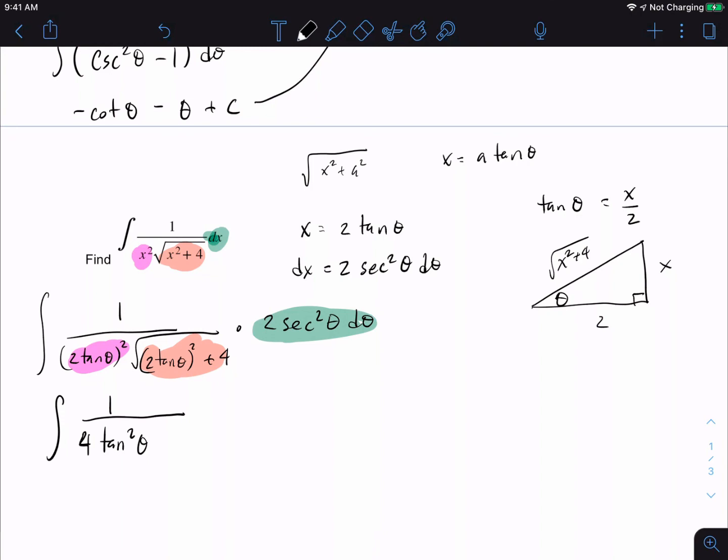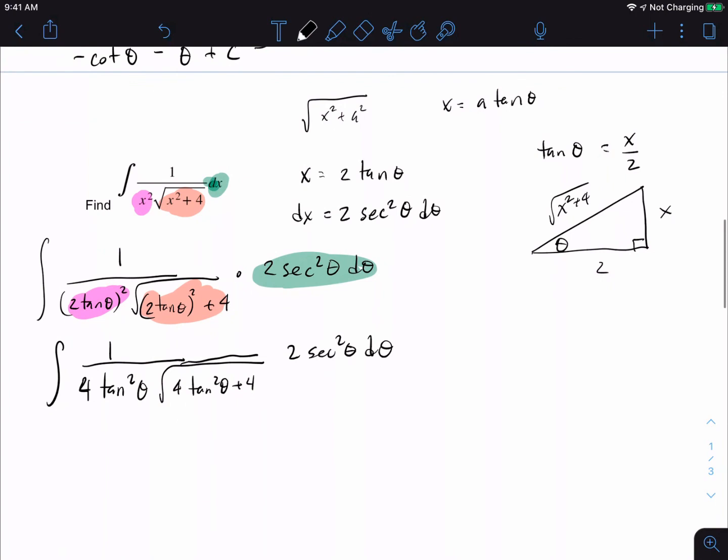In the root, well, I'll show it. I was going to be lazy, but I can't be lazy, because me being lazy hurts you guys.